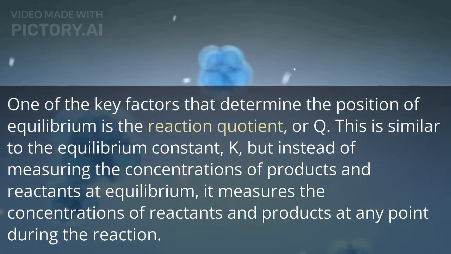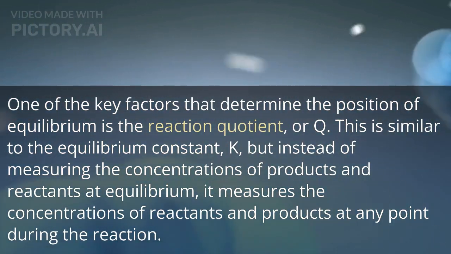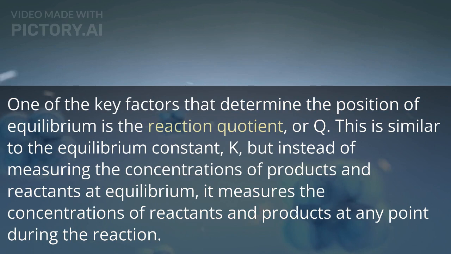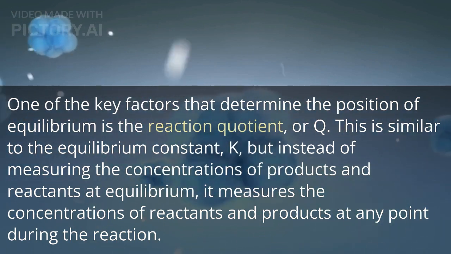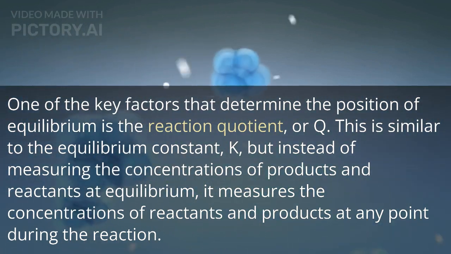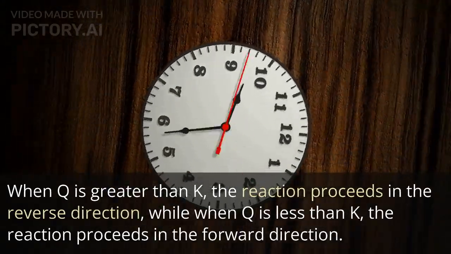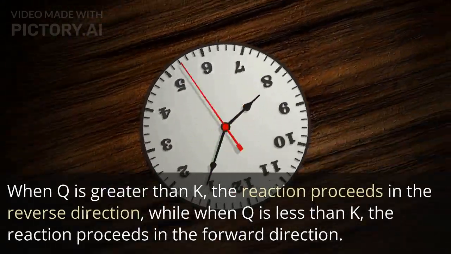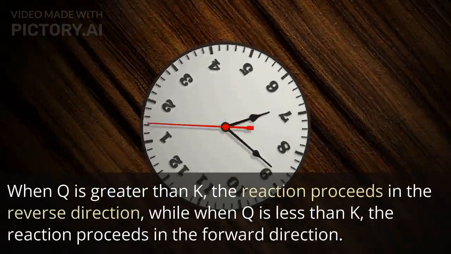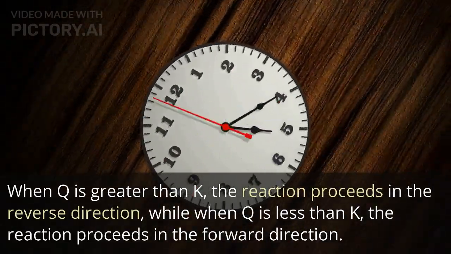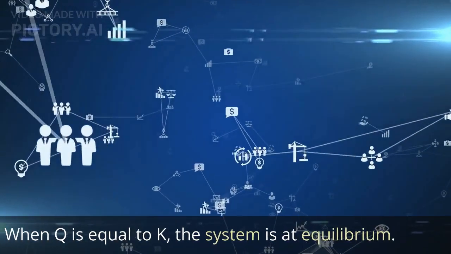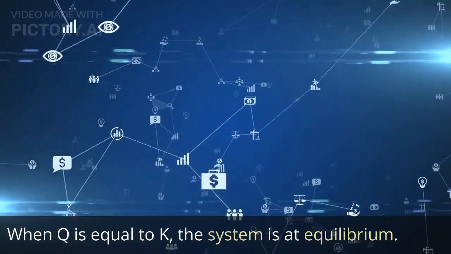One of the key factors that determine the position of equilibrium is the reaction quotient, or Q. This is similar to the equilibrium constant, K, but instead of measuring the concentrations of products and reactants at equilibrium, it measures the concentrations of reactants and products at any point during the reaction. When Q is greater than K, the reaction proceeds in the reverse direction, while when Q is less than K, the reaction proceeds in the forward direction. When Q is equal to K, the system is at equilibrium.